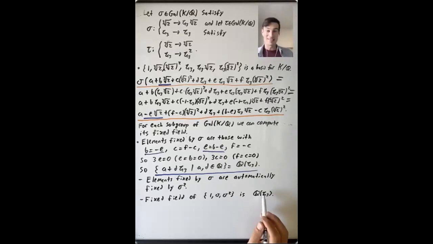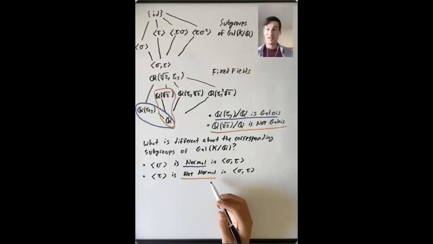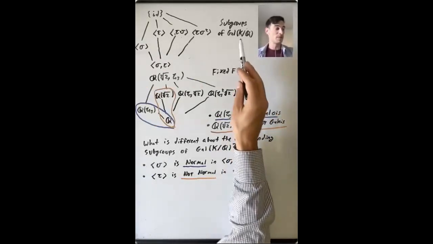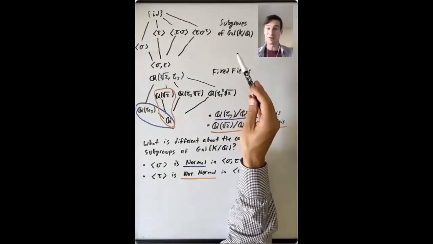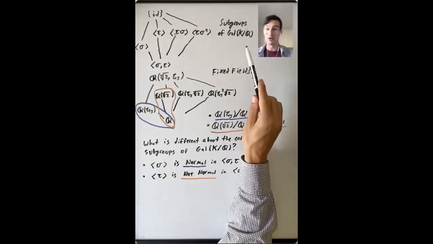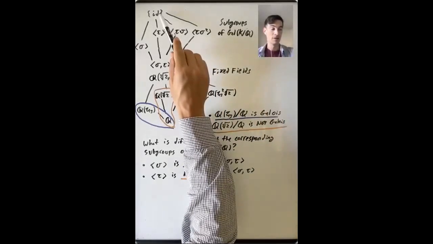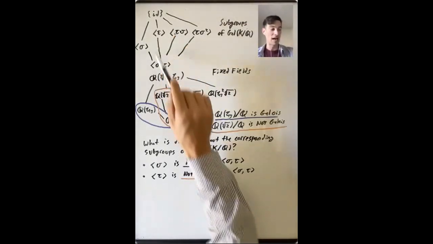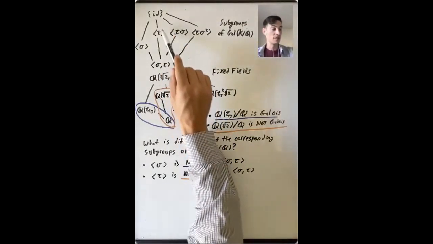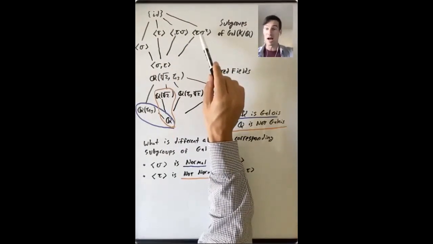So I'll pause and erase, and the last thing I'll do in this video is draw the diagram of subgroups of this Galois group and the corresponding diagram of fixed fields. Let's look at all the subgroups of the Galois group of K over Q. We know that this is generated by sigma and tau and is isomorphic to S3. We have the trivial subgroup at the top. So trivial at the top, the whole group at the bottom, the smaller subgroups are drawn higher up here.